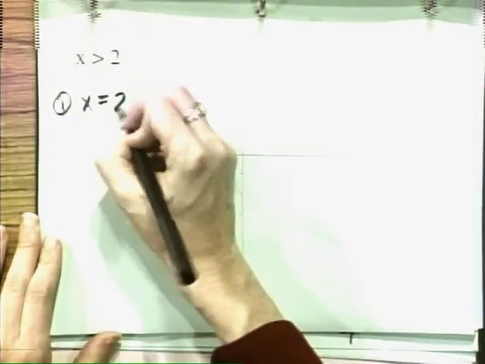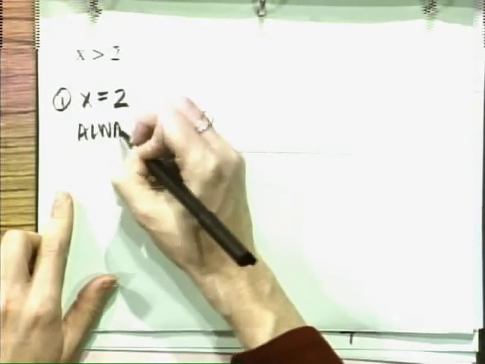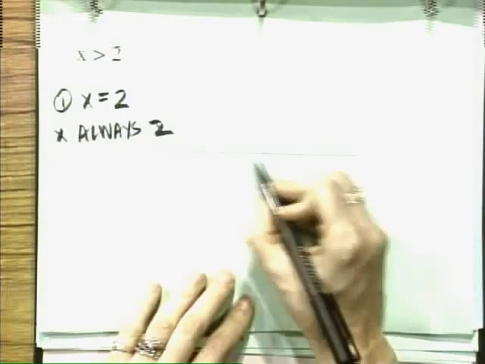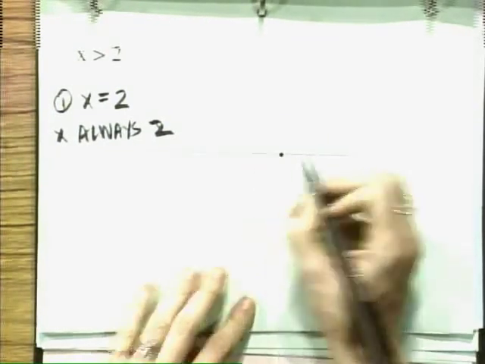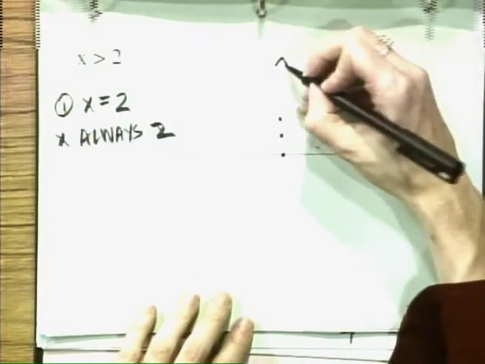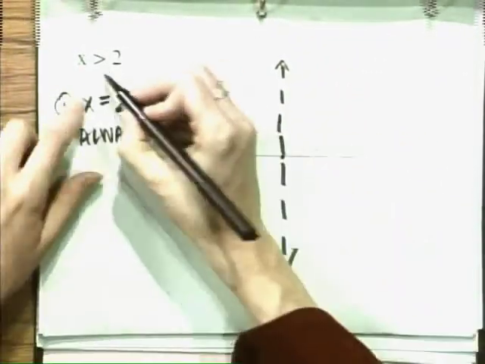If we had x equals 2, what does that mean? X is always 2. Where is x here? 2. So we could have, let's say, 2, 0, 2, 1. We said it's a vertical line. Dot, dot, dot.